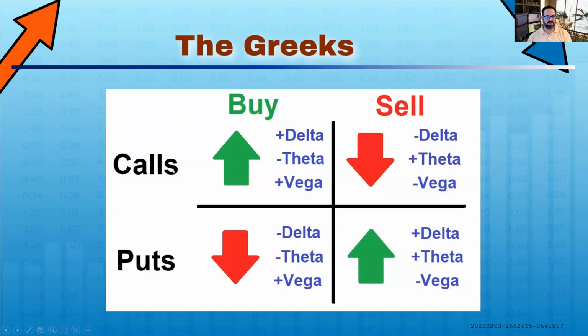And again, this is just a review of what we just looked at. If you buy options, you get positive Vega and negative theta. And then depending on which option you buy, it changes the delta. When you sell options, you get positive theta and negative Vega, and the delta depends on which one you sell. All right.